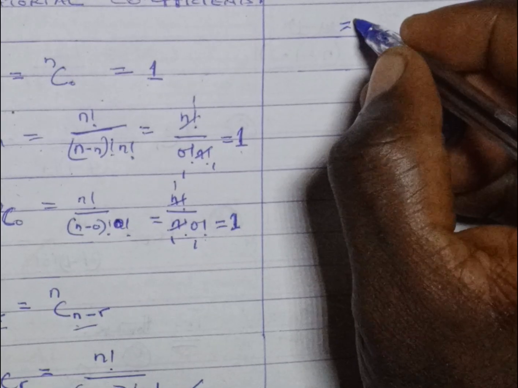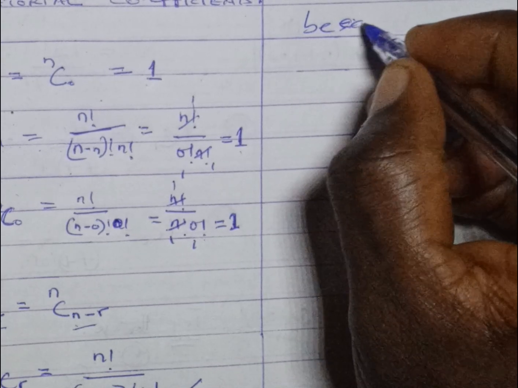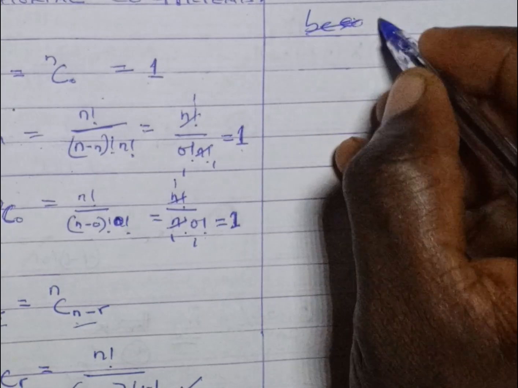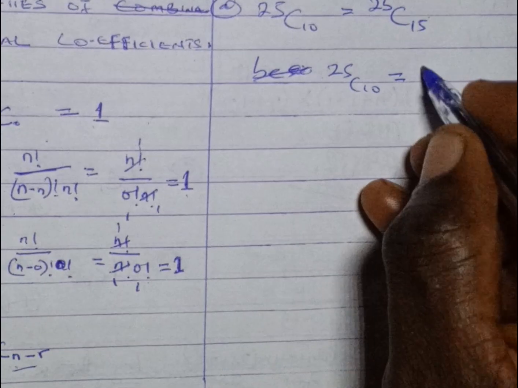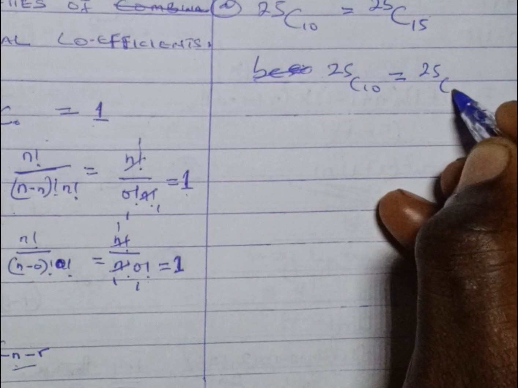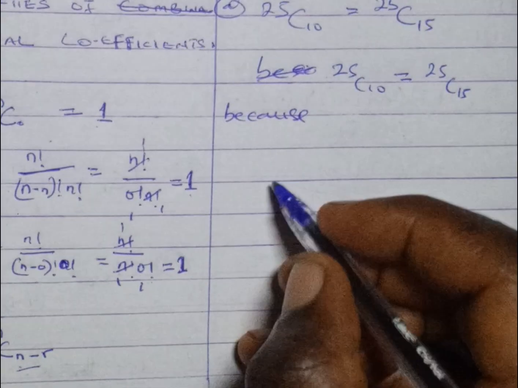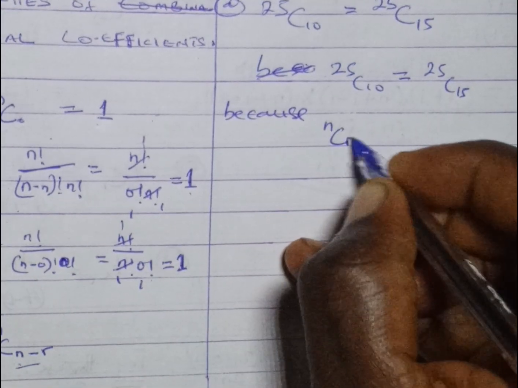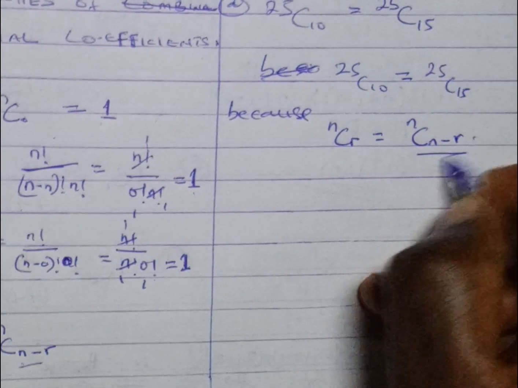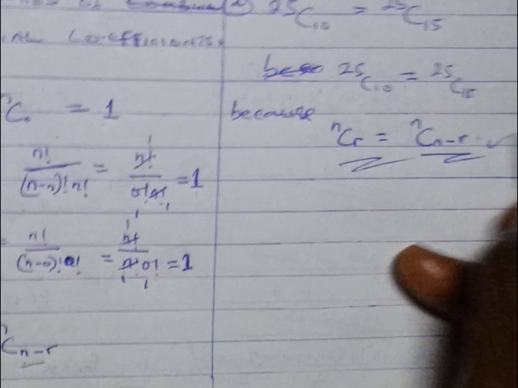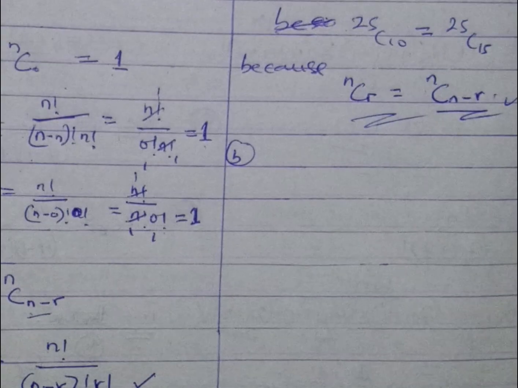So you can say, just because, okay, let me put it this way. 25 combination 10 is equal to 25 combination 15 because nCr is equal to nC(n minus r). That's all.